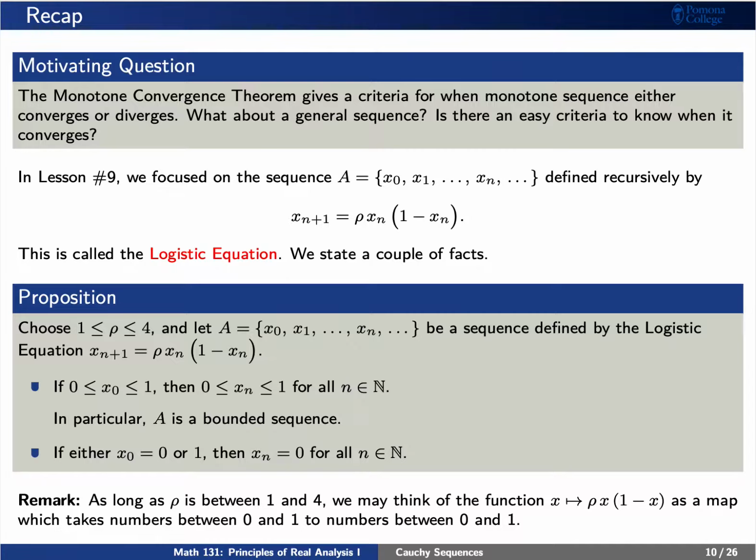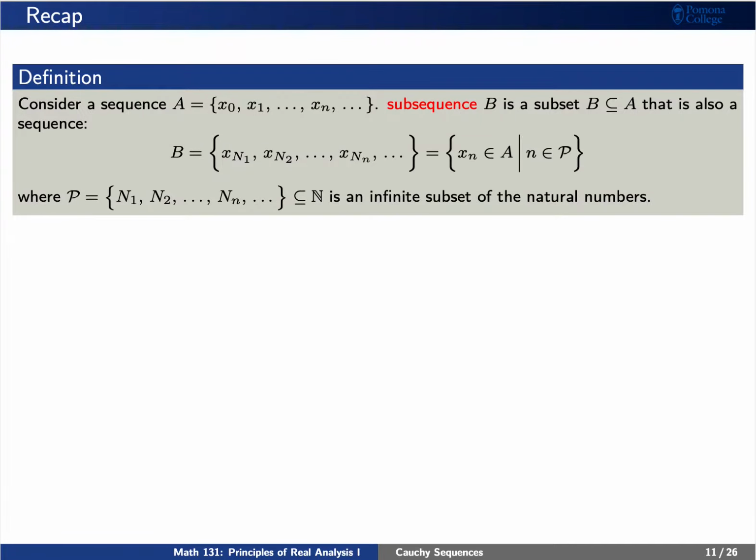In other words, as long as rho is between 1 and 4, we'll think of the function that takes a real number x and returns rho times x times (1 minus x) as a map that takes numbers between 0 and 1 and returns numbers between 0 and 1. Using this as motivation, we made the following definition.